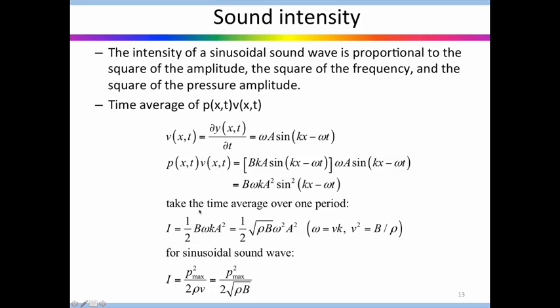minus omega t. If we take the time average of this quantity over one period, and you will do more of that in the second semester course on electricity and magnetism, we will find that the intensity is just 1/2 b omega k a square. Or you can eliminate k by making use of the wave velocity, and then you get square root of rho times b, and then omega square a square. So for a sinusoidal sound wave, it is just p max squared divided by 2 rho v, where v is the wave velocity, not the displacement velocity.